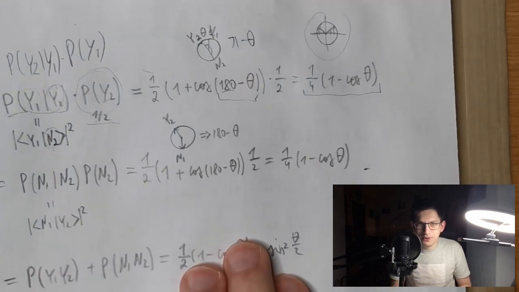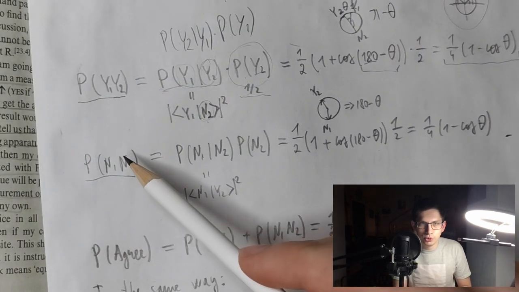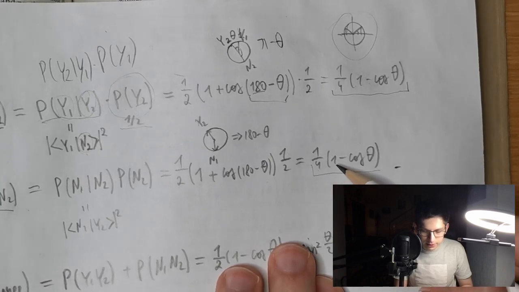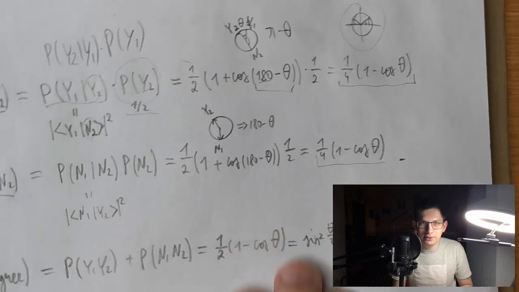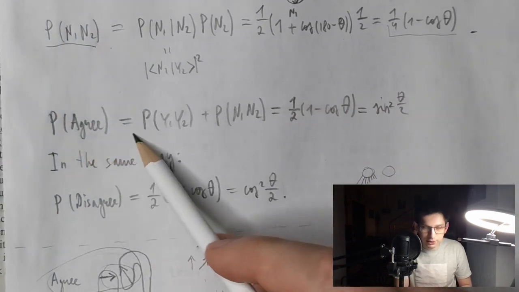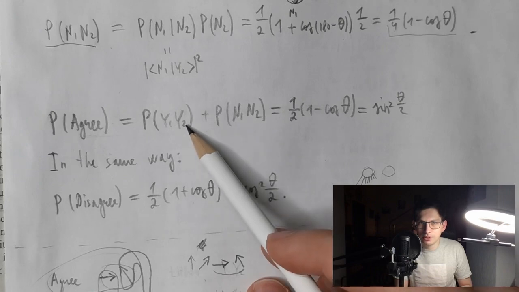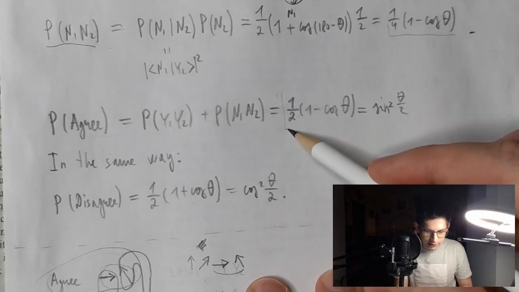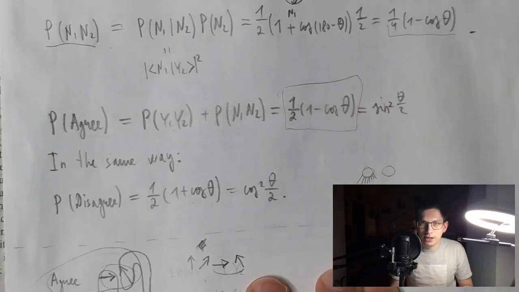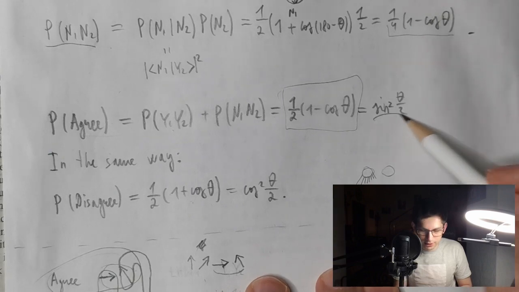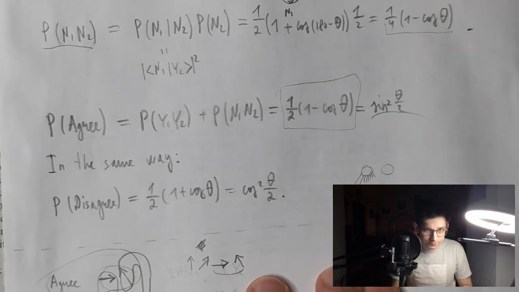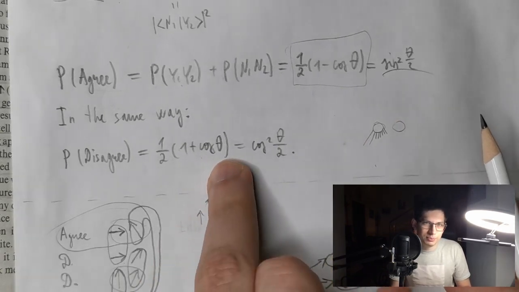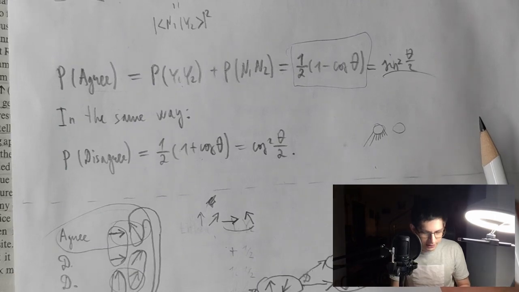And actually the same thing will happen with the agreement for two no's here. So you will have 1/4 multiplied by 1 minus cosine theta here. And at the end, the probability of agreement will be just the sum of those two possible cases, and you will have the formula which Penrose uses in the book: 1/2 of 1 minus cosine theta, or sine squared of theta over 2. And in exactly the same way, you can obtain the probability of the disagreement here.